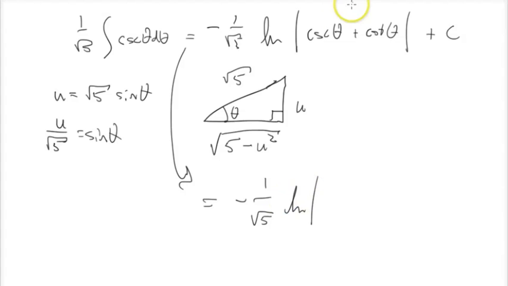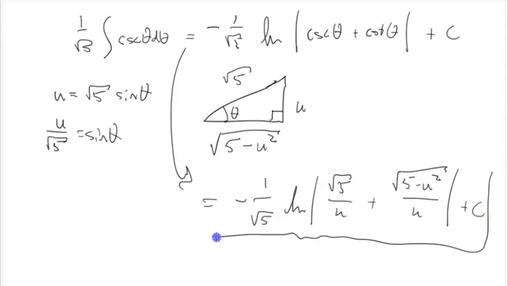So if we come down here, we're going to keep that negative 1 over root 5 and the natural log, and then cosecant is 1 over sine theta. So that means it's going to be the hypotenuse over the opposite. So that will be root 5 over u plus, and then cotangent is adjacent over opposite. So that is going to be root of 5 minus u squared over u plus c. And that is that problem.